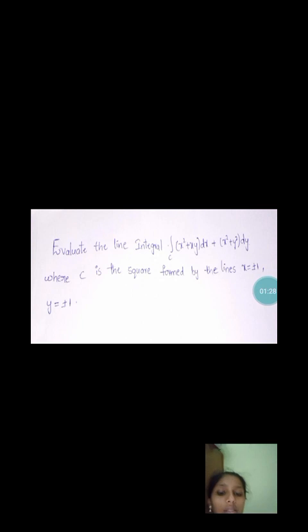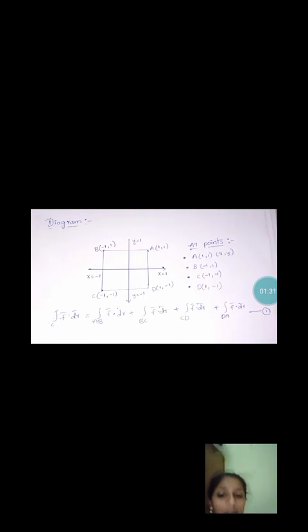First of all, given is F bar dot dr bar equal to (x square plus xy) dx plus (x square plus y square) dy. The curve C is a square formed by the lines x equal to plus or minus 1 and y equal to plus or minus 1. Since it is a square, we find the limits. First we draw the diagram of a square.